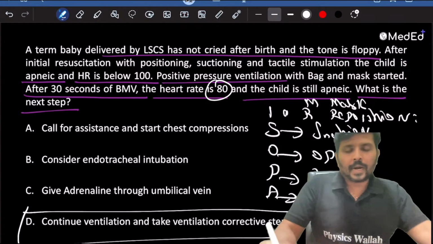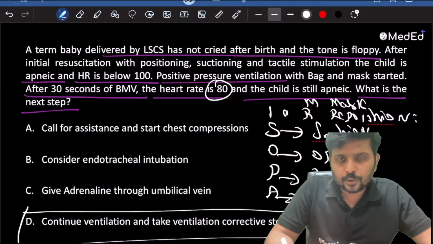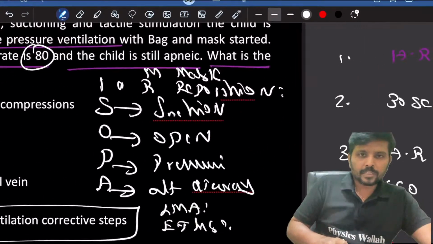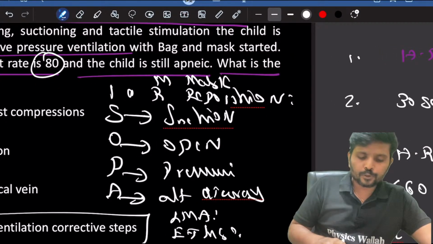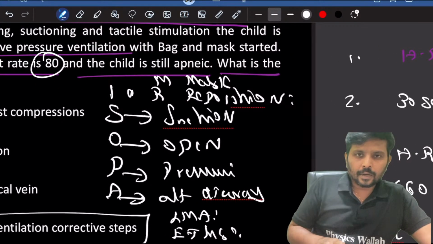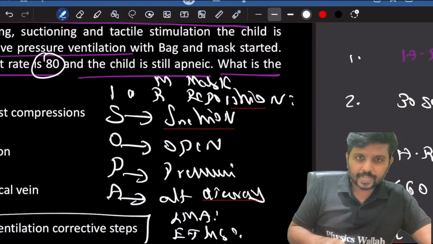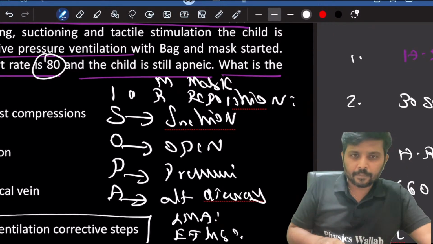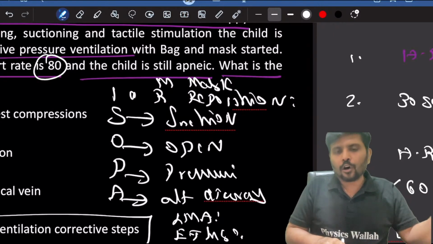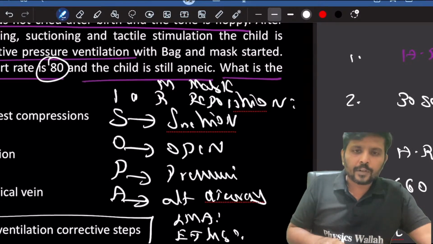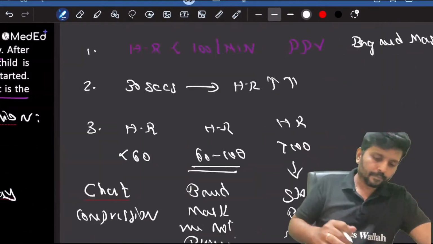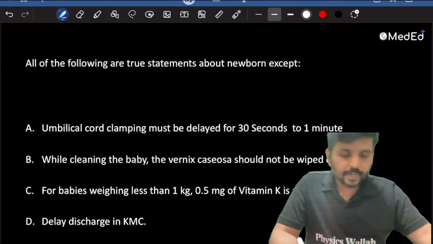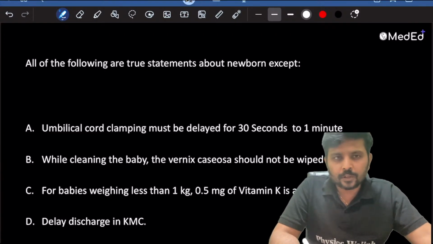So when your heart rate is between 60 to 100 after starting bag and mask ventilation, you need to do MR SOPA. M stands for reposition of mask, R for reposition of neck, S for suctioning of mouth, O for adequately open the mouth, P for putting adequate pressure over the bag and mask, A for alternative airway. Even if all the above things have failed, you need to go for an alternative airway. That's all about that question.